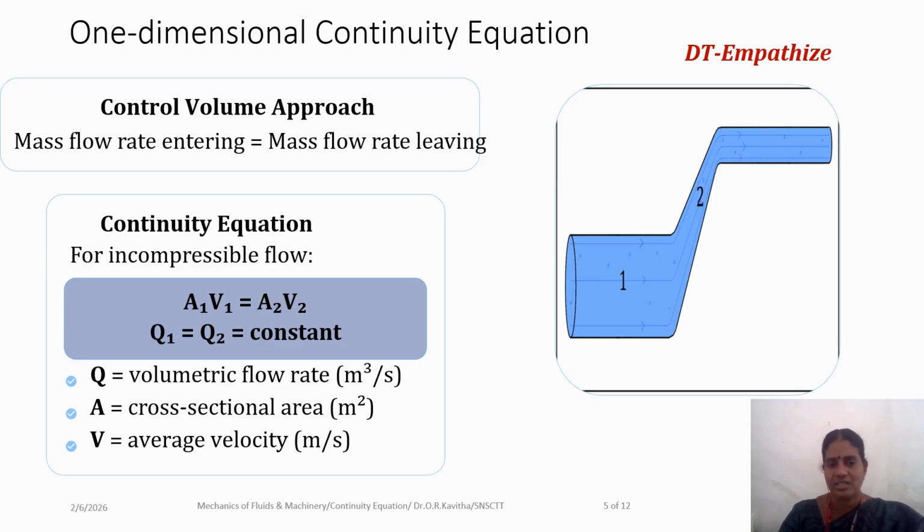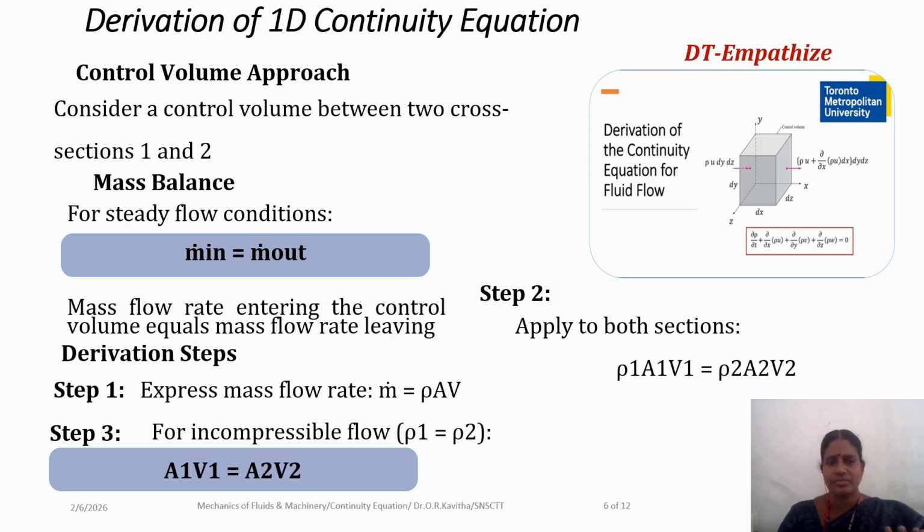Here Q is the discharge, A is the cross-sectional area at 1 and 2, and V is the velocity at points 1 and 2. So the one-dimensional flow equation is applicable for incompressible flow, in which A1 V1 equals A2 V2. For compressible flow, the density parameter will also be involved.